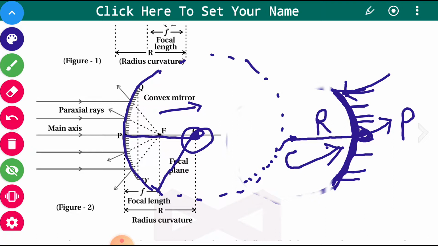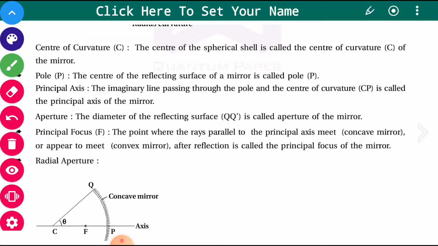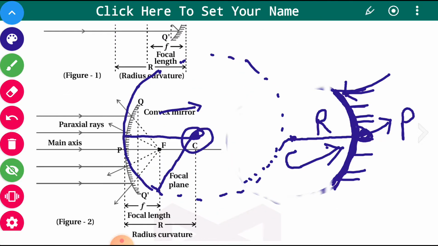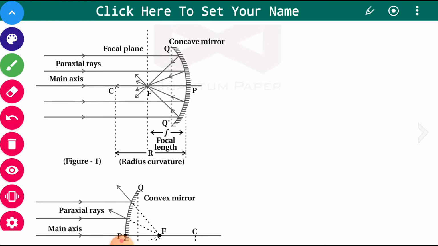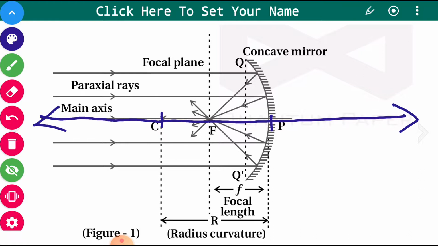Okay, now there is another definition, that is principal axis, the imaginary line which is passing from the center of curvature and the pole. Now you can understand this part. Okay, we have this as a pole. Okay, and this is center of curvature, and from this one imaginary line is passing. This is called the principal axis.